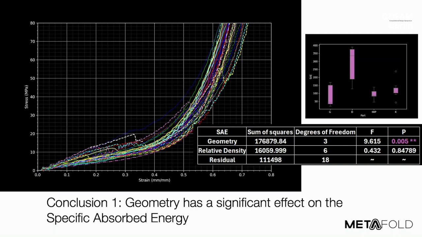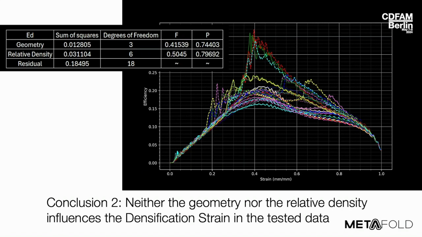But anyway, you can see here that in this case, geometry had a significant effect on the specific absorbed energy, and neither geometry nor the relative density influenced the densification strain. This is a small study, a simple study, but it gives us an example of how we think about data generation capabilities at scale. And certainly we've heard a little bit about people training models to at least interpolate, if not optimize, but this is certainly possible with this technology.